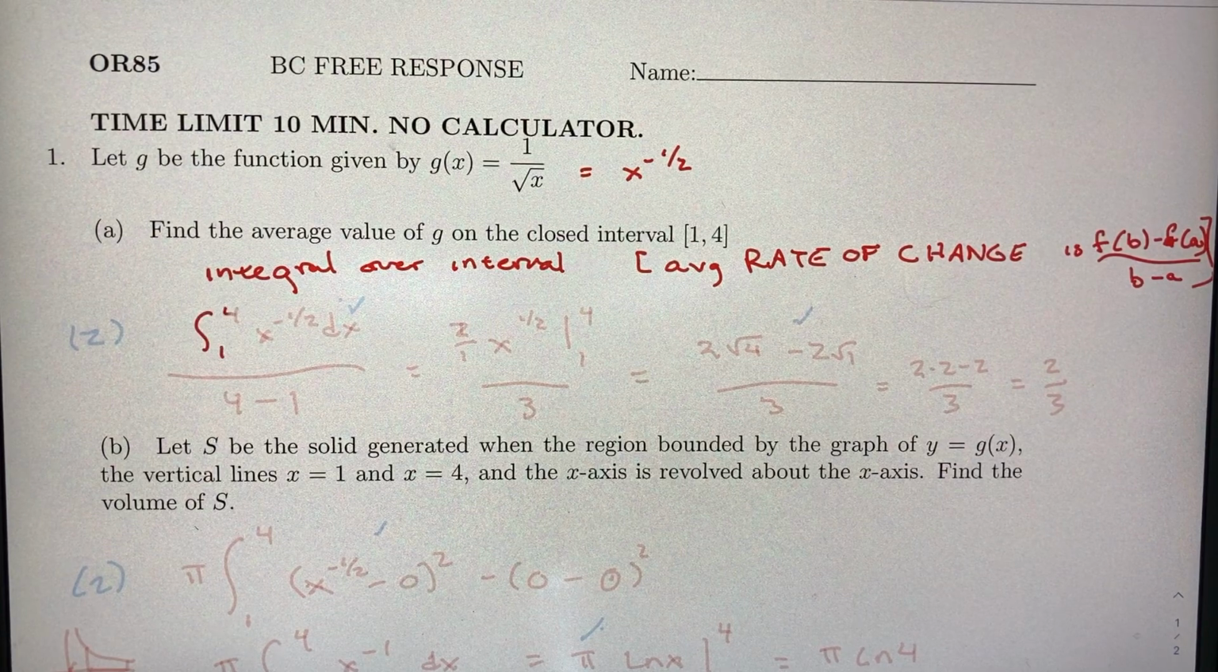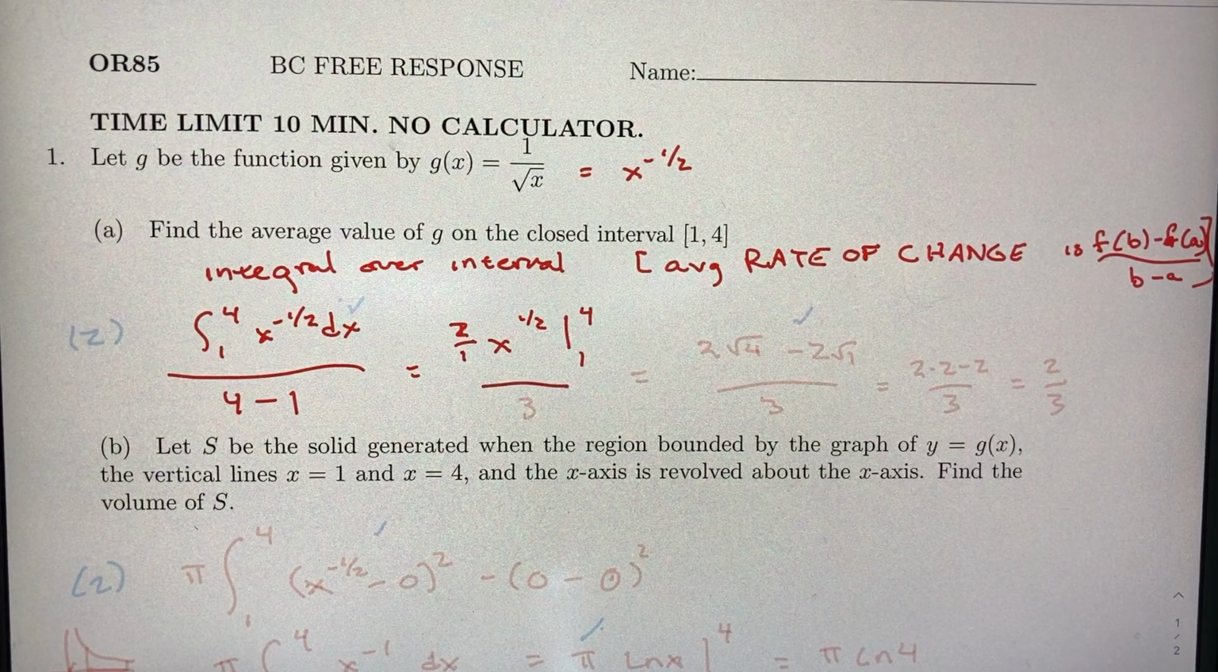So the integral from 1 to 4 of x to the negative 1/2, you have to do it by yourself. Remember, 4 out of the 6 problems are no calculator problems. X to the positive 1/2, flip and multiply, evaluate, 4 minus 1 is 3.